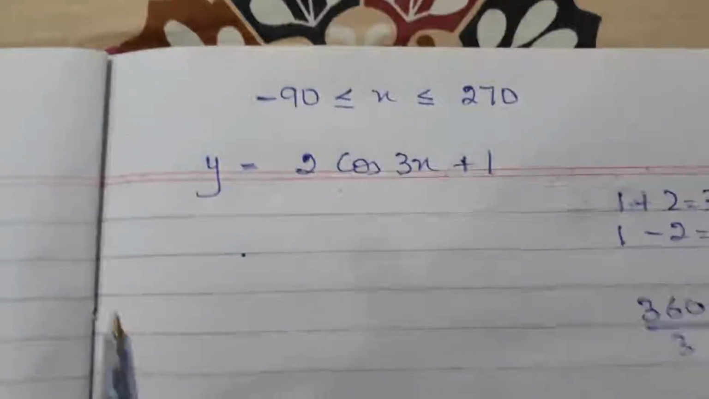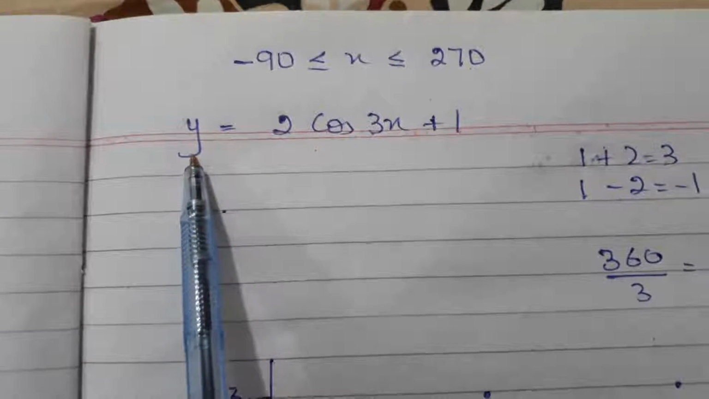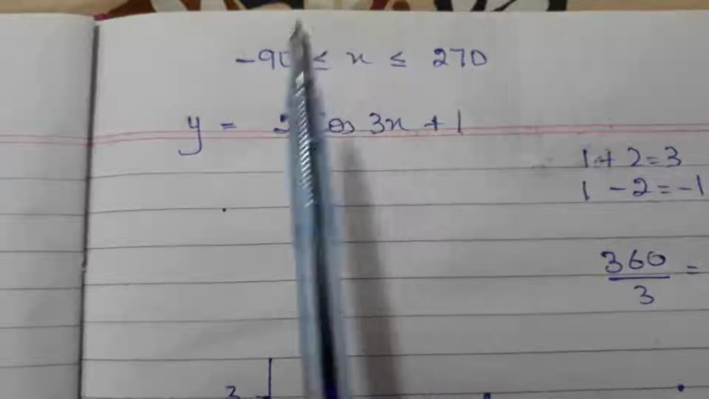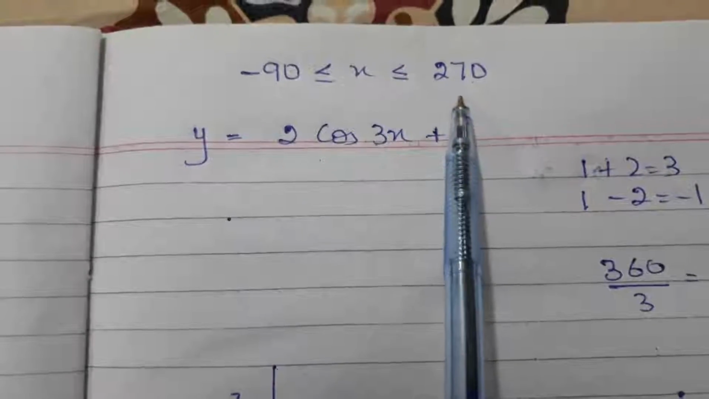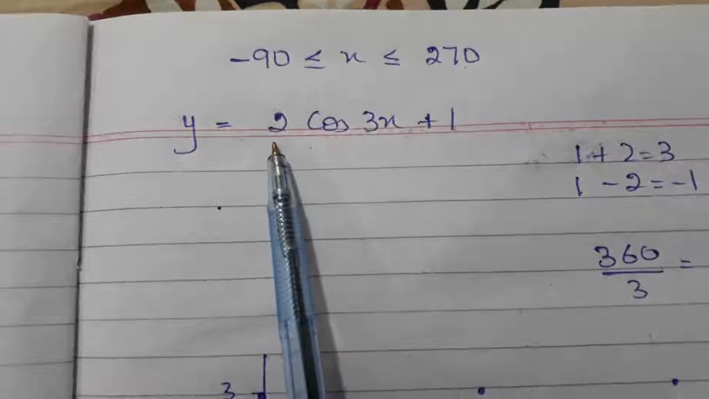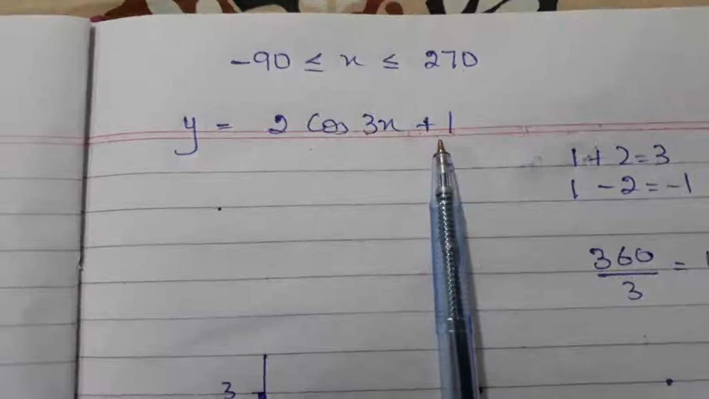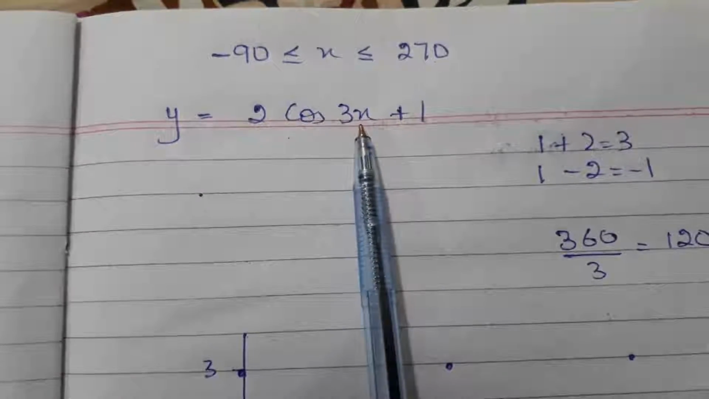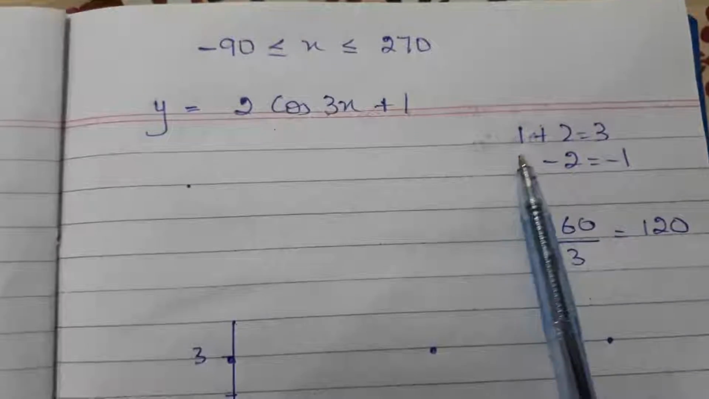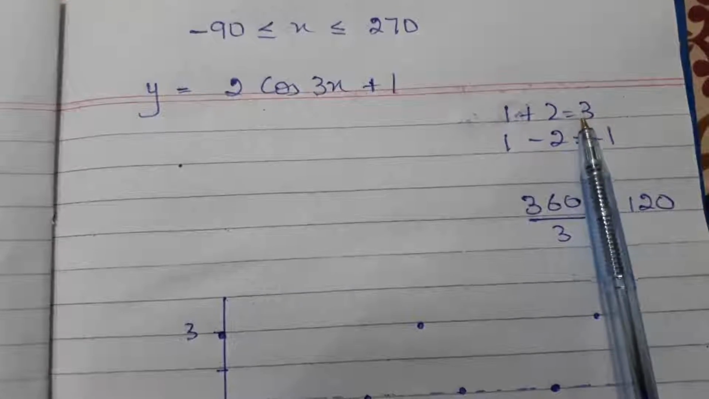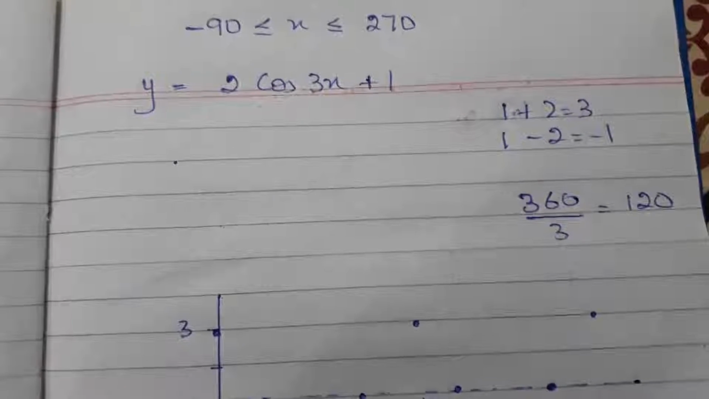Now let's see another example. Suppose the function is 2 cos 3x plus 1 and we have to sketch it within the range minus 90 to 270. Again, amplitude will be 2 and the axis of the curve will be 1. Let's see how this 3 plays its role in this sketch. 1 plus 2 is 3, 1 minus 2 is minus 1. So I have my maximum and minimum values from here.